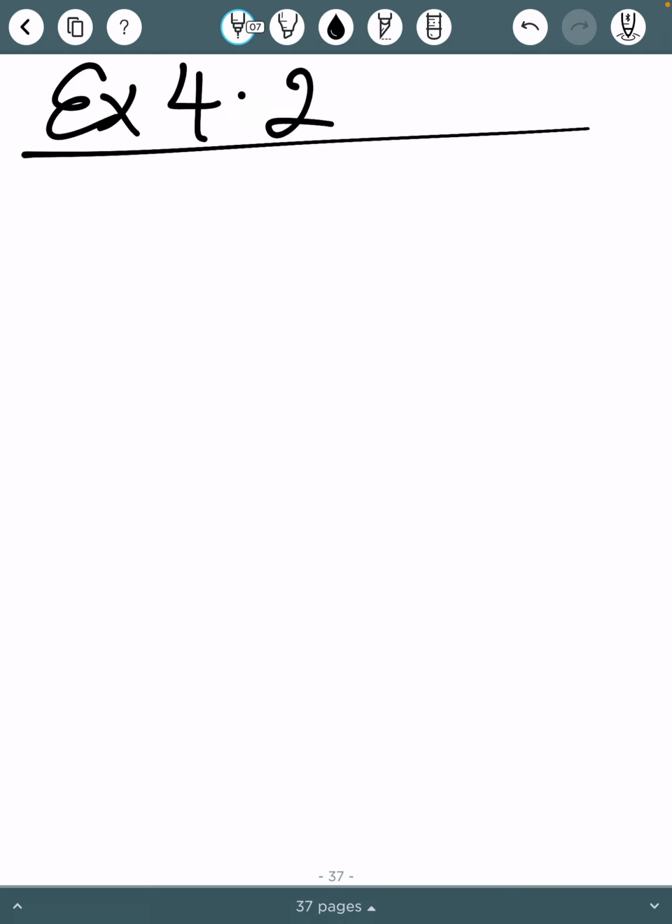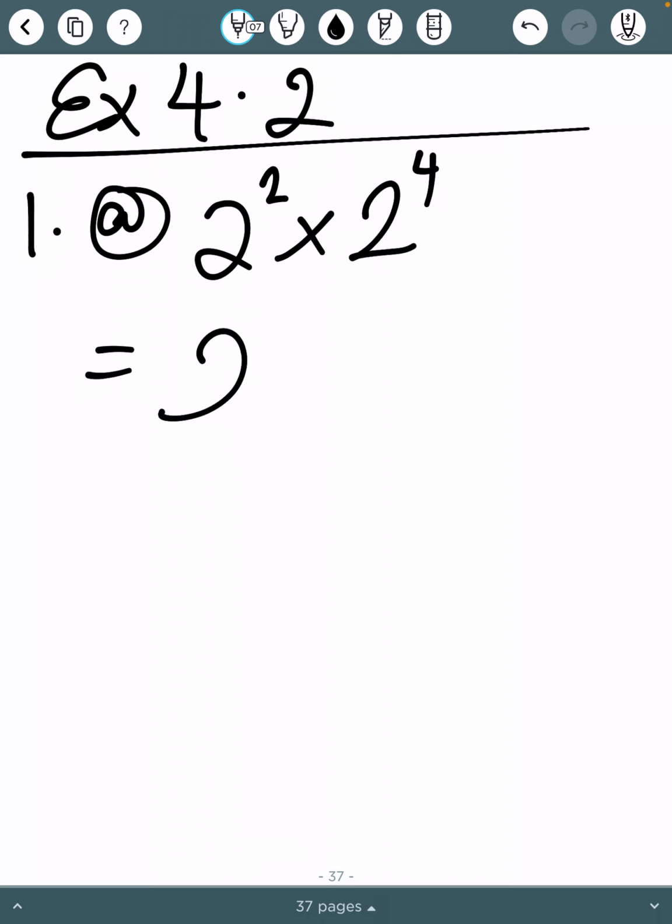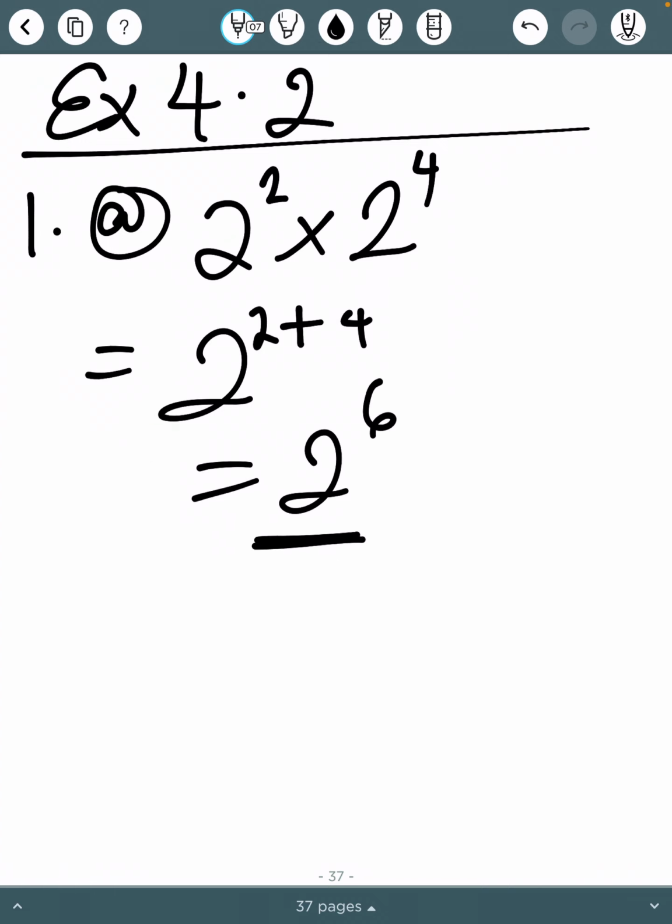Now, let's move to exercise 4.2 on indices. First question says, number 1, we should simplify and leave our answer in index form. A is 2 raised to power 2 times 2 raised to power 4. Everybody knows how to do this. That should be 2 raised to power 2 plus 4, and that should be 2 raised to power 6. So I'm leaving my answer in index form here.